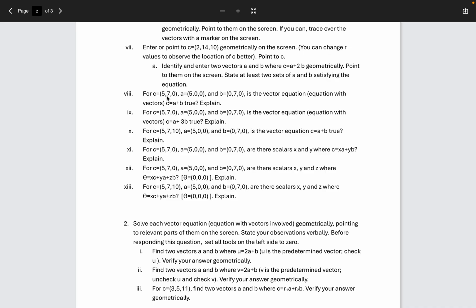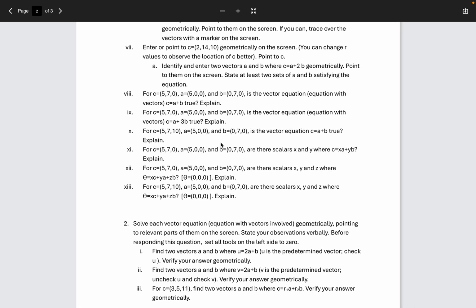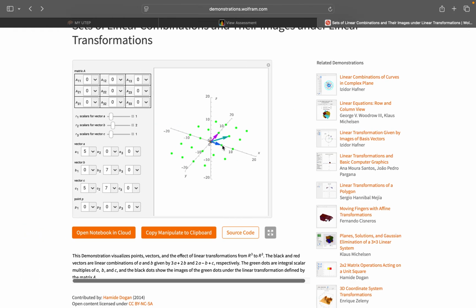So for C, we have 5, 7, 0. The summation would be A, 5, this one 7, this one 0. Okay, so we can see right here that 5 plus 7 is the same as C. So the equation for the vectors is true, since we have 5 units going this way, 7 this way, and we end up with the same C vector.